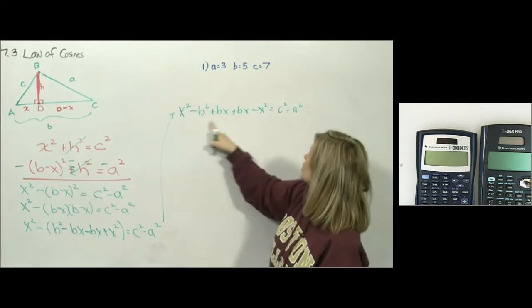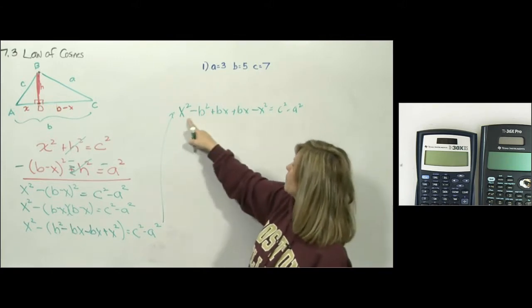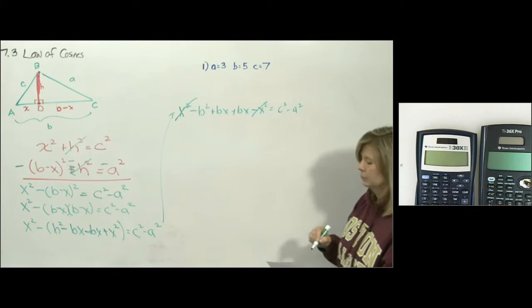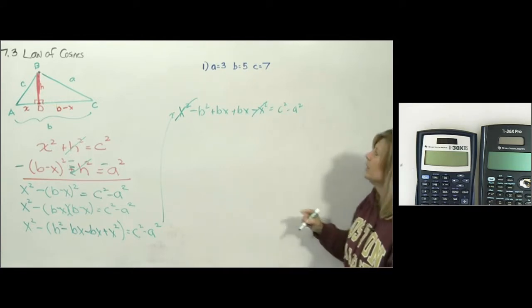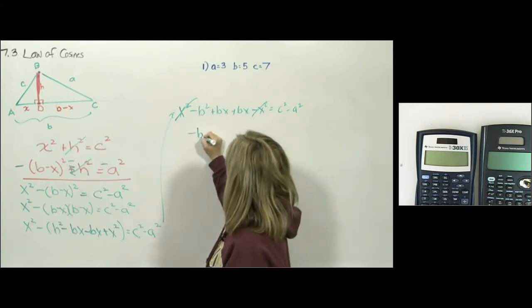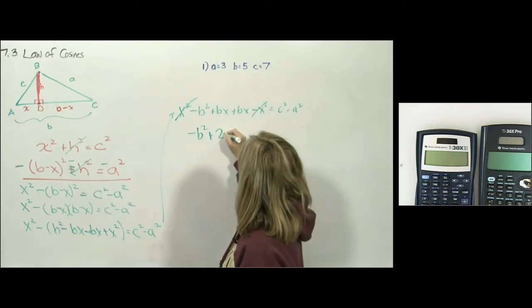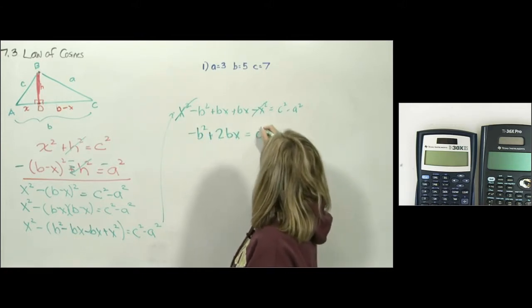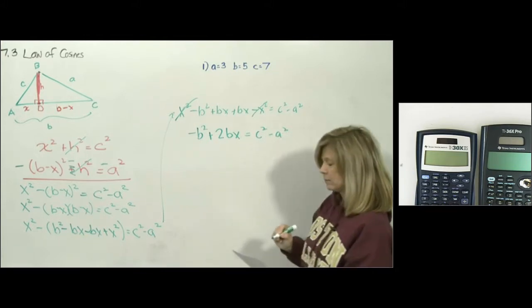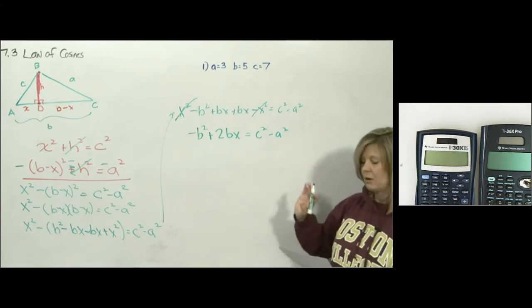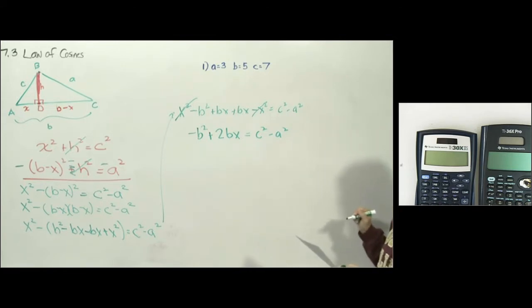Okay? We should obviously collect like terms. Well, what's going to happen to the x squareds? They're going to cancel out. Okay, everybody with me? And we have negative b squared plus bx, and plus bx is plus 2bx equals c squared minus a squared. All right, everybody good so far? Everybody's with me? All righty.